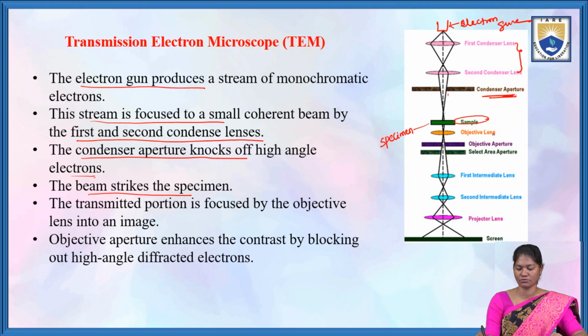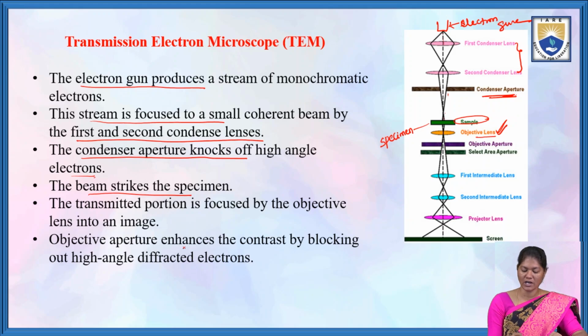So this objective lens focuses the transmitted portion. The electron beam strikes the sample, and when it strikes, it may encounter deflections or no deflections. Whichever portion is transmitted, that transmitted portion is focused by the objective lens into an image.